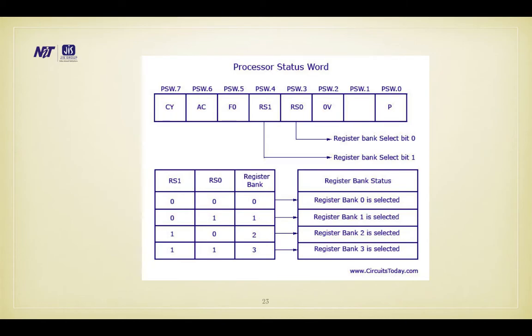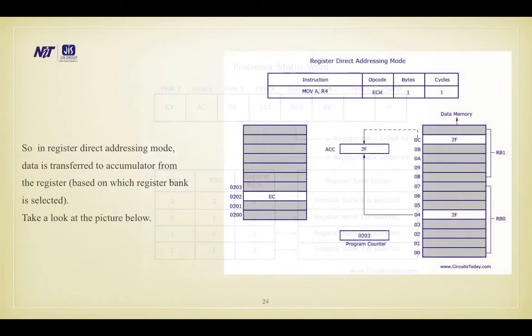So what is the PSW status? The 7th bit is the carry flag, the 6th bit is the auxiliary carry, the 5th bit is F0, the 4th bit is RS1, the 3rd bit is RS0, the 2nd bit is the overflow flag, the 1st bit is not used and the 0th bit is parity. So in register direct addressing mode, data is transferred to the accumulator from the register bank, based on which register bank is selected. From this selection the bank register is selected. It is shown over there.